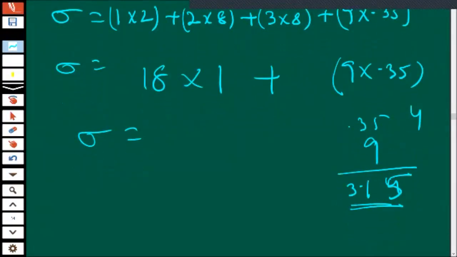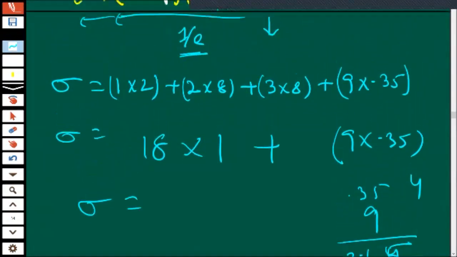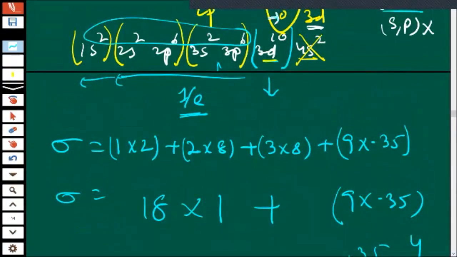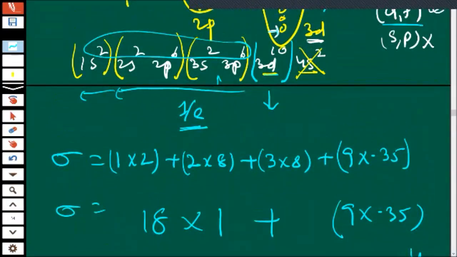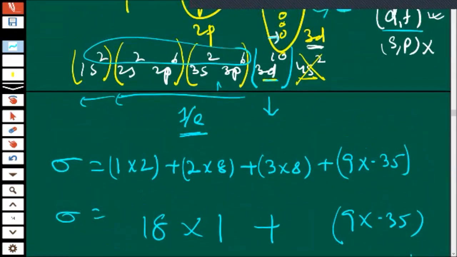Sir, in the first step, it will be 1 into 8. You have written 2 into 8. Where? In the first step, sigma here equals 1. Yes, sir. 1 into 2 plus 2 into 8. It will be 1 into.